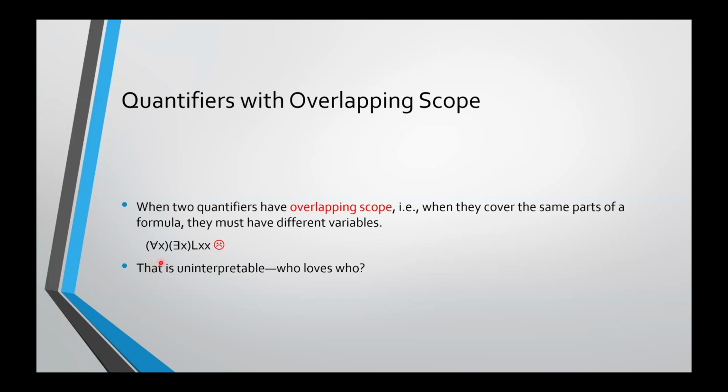So in order to make this into a sentence, these quantifiers would have to have different variables, and you'd have to replace each of these with one of the variables in here so that you can see exactly which place in this two-place predicate corresponds to which quantifier.